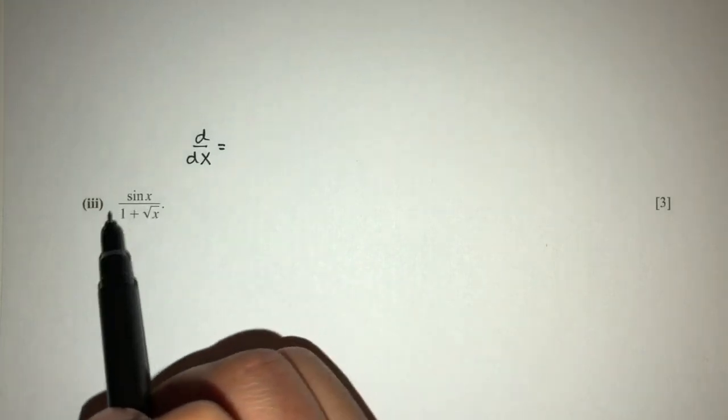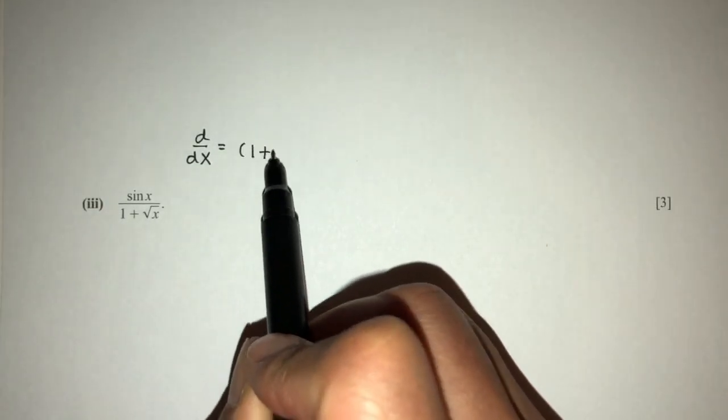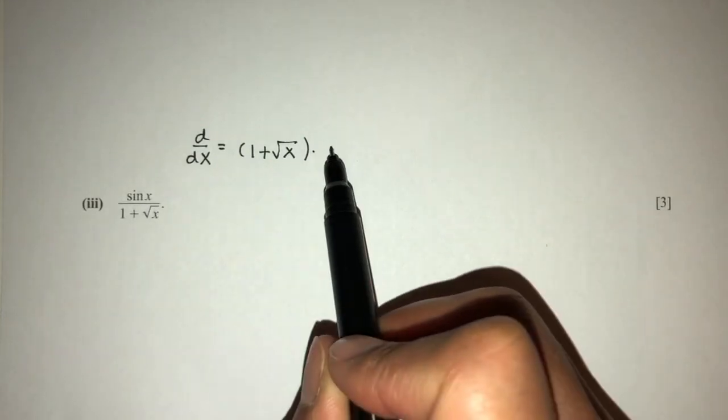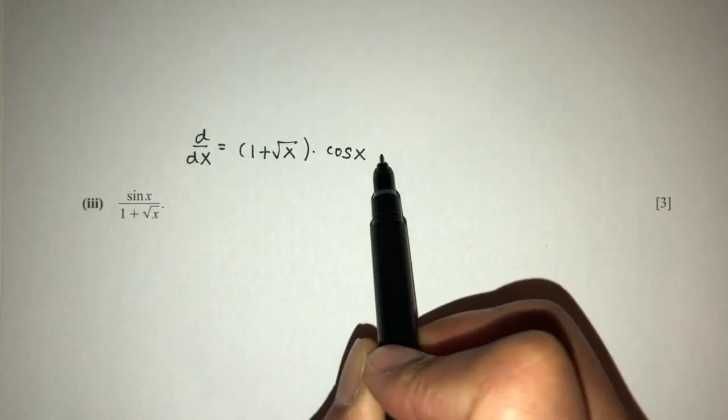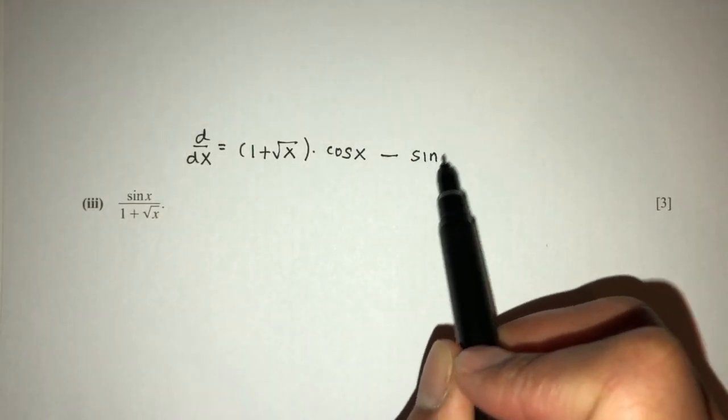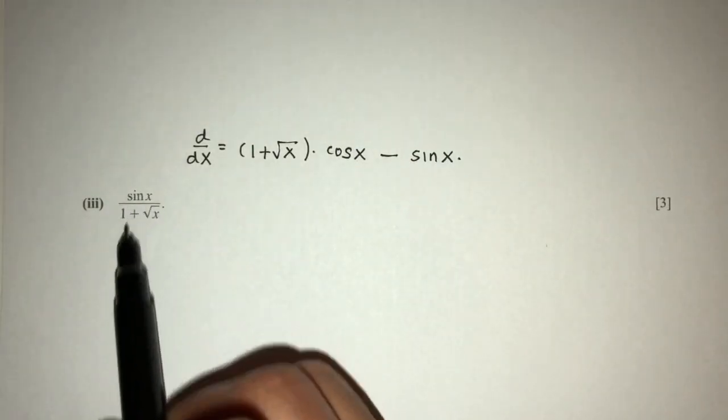First we have to write the denominator as it is, so 1 plus this. Then d by dx of the first one will be cos x. Then we have minus. Then we write the first one as it is. And then d by dx of this one. So this one is tricky.